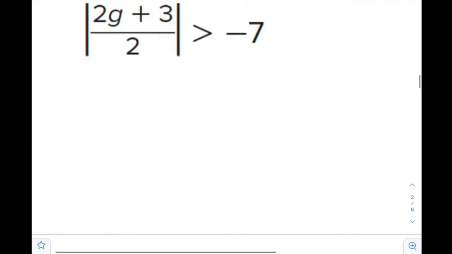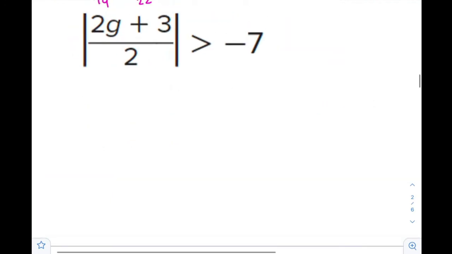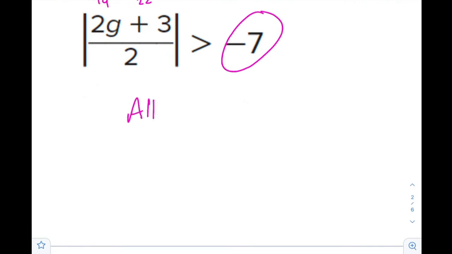Here, do we need to solve it? No, we don't need to solve it because the absolute value will always be greater than a negative number. So even if you have a fraction, no need to work it out.